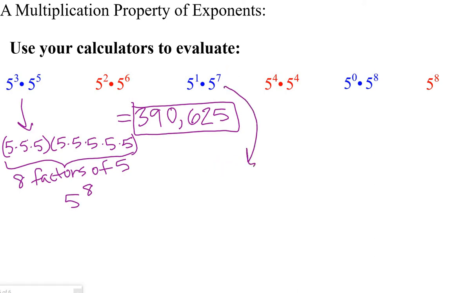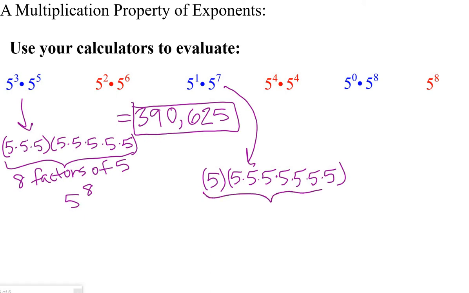Now let me skip to another one. 5 to the 1st power, which is just a 5, times 5 to the 7th, which is going to be 7 factors of 5. Let's see, did I get 7? 1, 2, 3, 4, 5, 6, 7. Okay, I think I did this right. 1, 2, 3, 4, 5, 6, 7. So in total, with my 1 five right here and my 7 fives over here, I also get 5 to the 8th, which is the same as this over here.